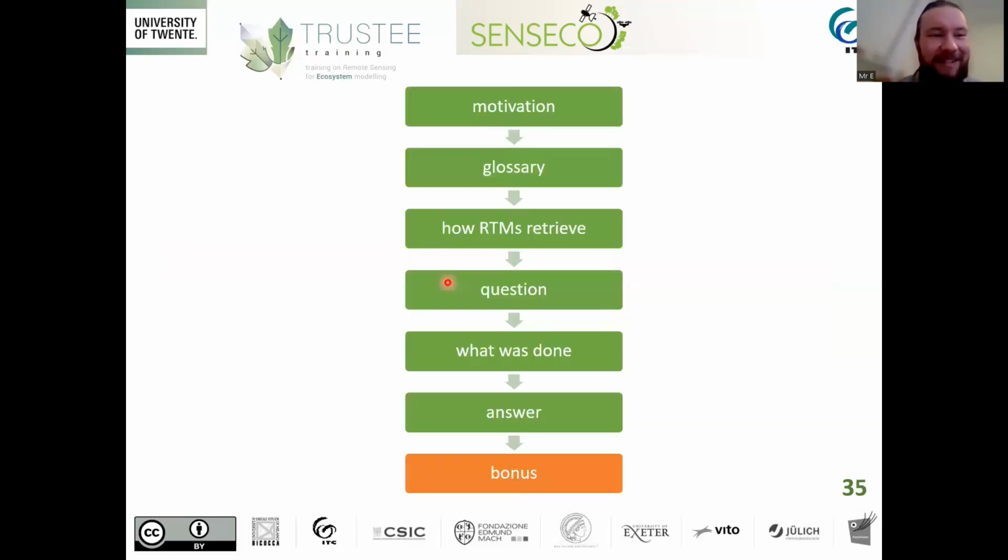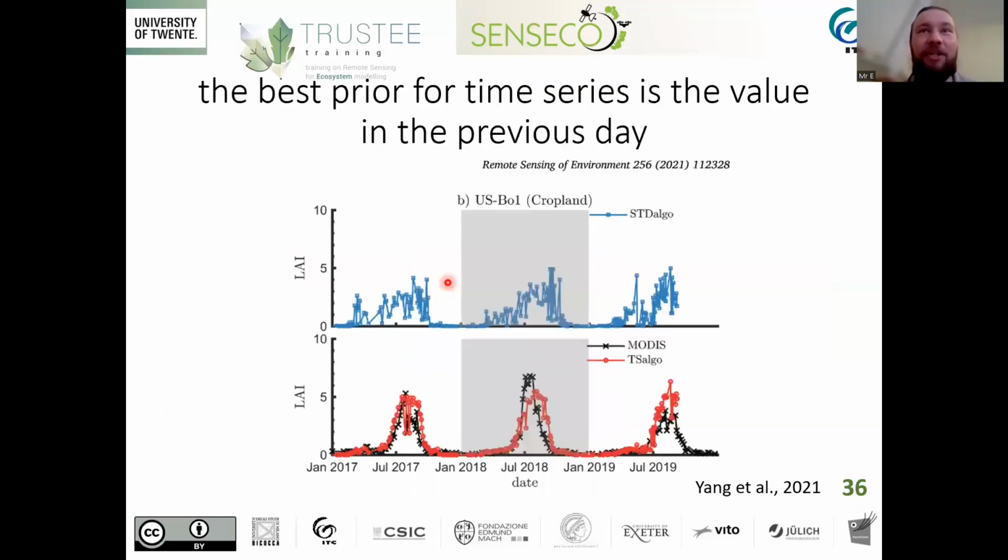The bonus, I know that I exceeded the time by 2 minutes already, but the bonus is still important. There is a smart prior that can be added to time series, which is the value of the previous day. Why is it a smart prior? Because you don't go to the field, you don't measure it in the field, you are independent of the field data. But you're still a little bit dependent on your knowledge of the dynamics of the parameter. So what is happening here? This article is published so that you can see the details.